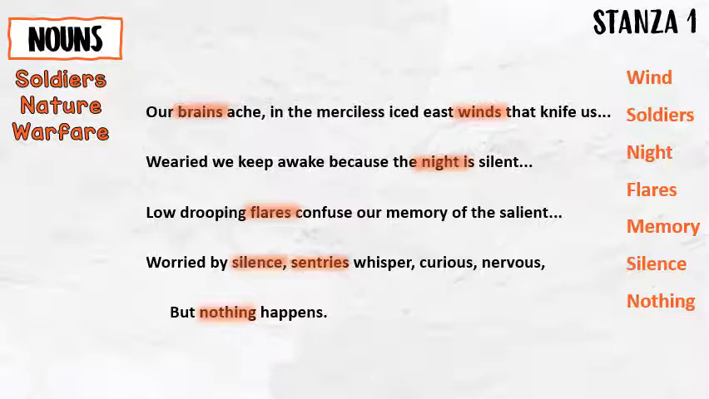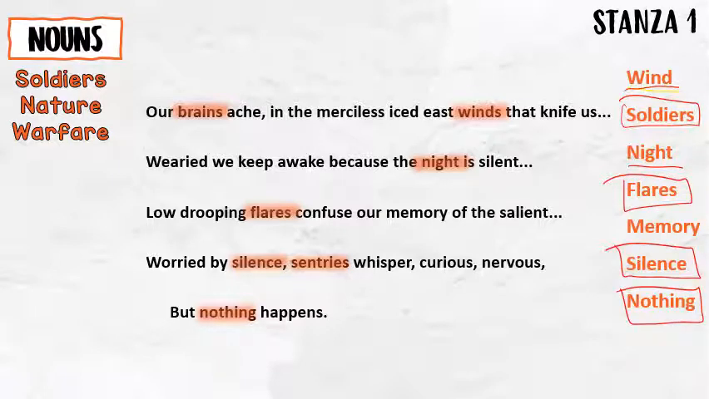If we make that list, we get a sense that this stanza is about the wind, soldiers, night, there are flares, reference to memory, there's silence and nothing. When we concentrate on this, we can see that there's these aspects of nature, and then we've got these aspects of war. And so we can get a sense of the ideas that Owen is exploring.